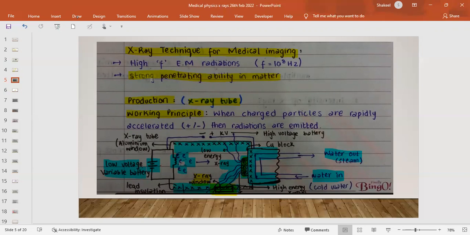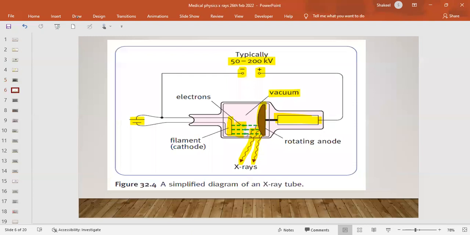And this X-ray window is actually made up of aluminum, because aluminum is going to allow only high energy X-rays to pass through, and it blocks the soft X-rays. What are the hard and soft X-rays? We'll study later, but soft X-rays are the ones which have low energy, and hard X-rays are the ones which have high energy. So what's the working principle? When charged particles are rapidly accelerated or decelerated, they emit radiations.